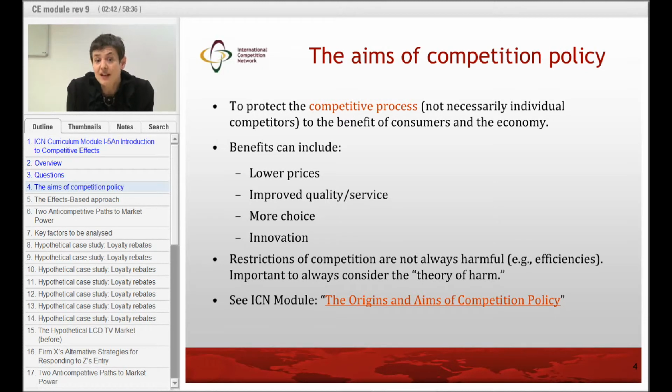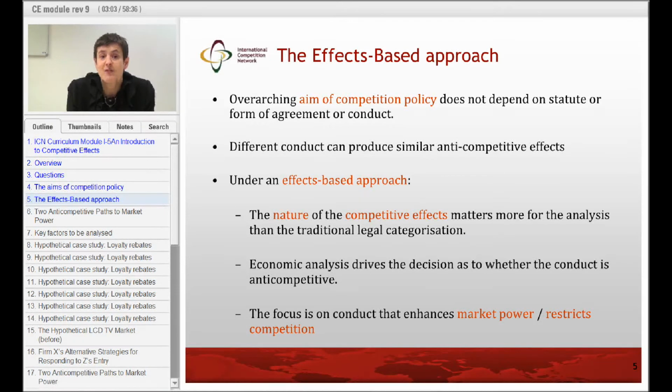Increased efficiencies, like cost savings, for example, can counterbalance restrictions of competition. Therefore, in bringing any case under competition law as a matter of economics, it's important always to consider the theory of harm, or what is expected from this behaviour in terms of competitive effects. The overarching aim of competition policy does not, in fact, depend on statute or form of agreement or conduct. Moreover, the anti-competitive effects can have very strong similarities across different forms of agreement, conduct and statute.